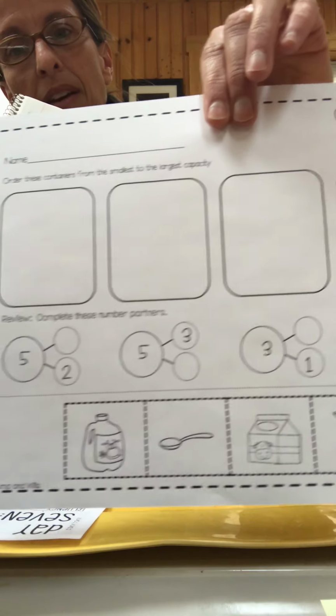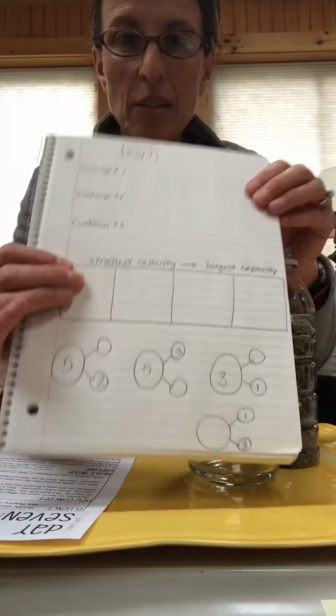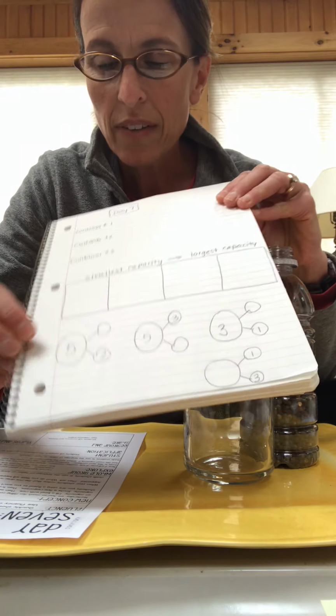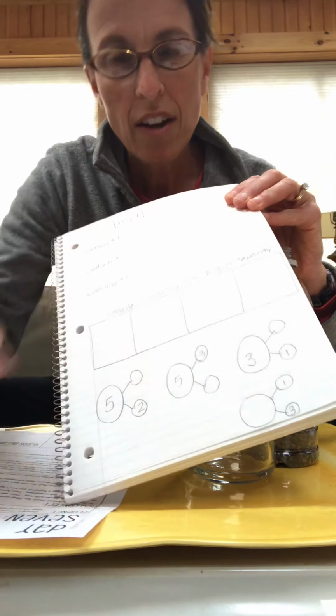Then at the bottom you have your number partners, which you did before, but that again is a very simple thing to draw in your journal. All right, and then you can fill in the right answer for each of them.